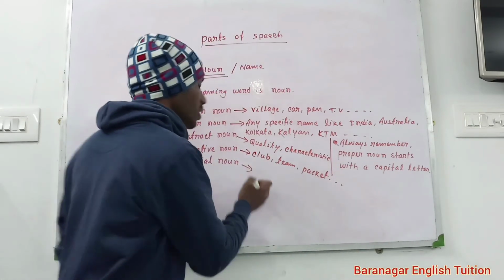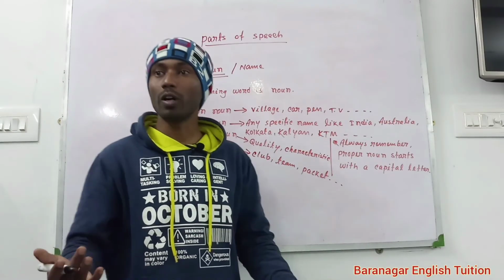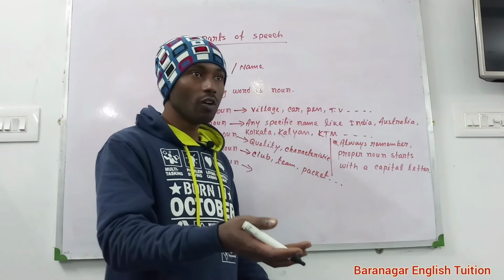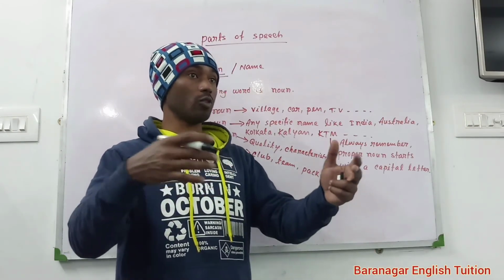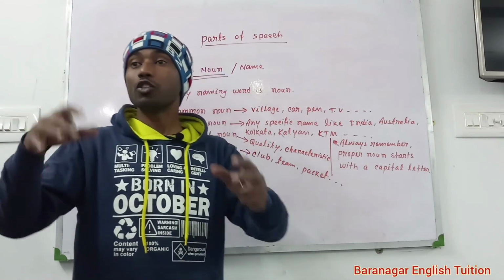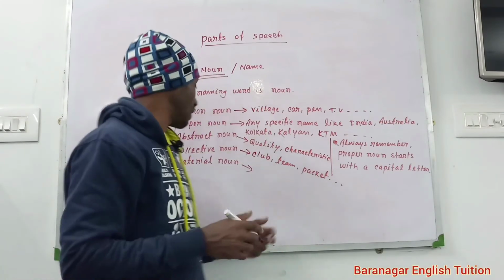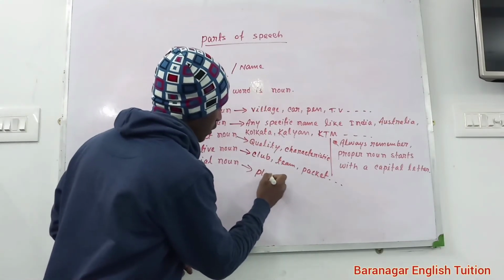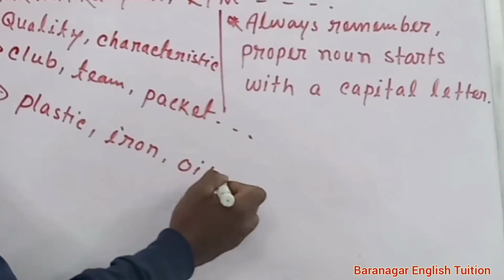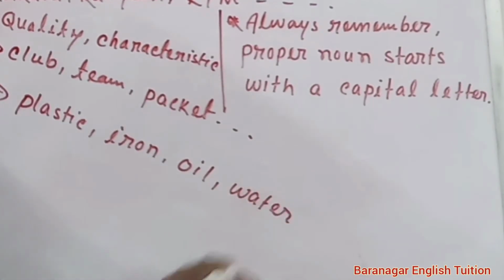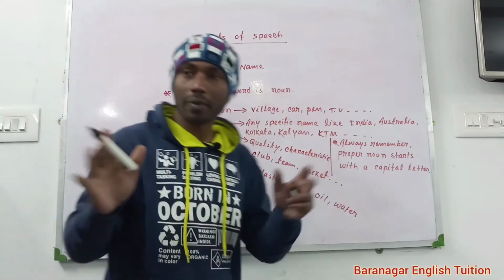Okay, and material noun is very easy to understand. Material noun means what? Material thing. Material means what? Sand, cement, stone. You have to say material. Plastic, you cannot say chair, because chair is a kind of common noun. But when you are saying chair is made of plastic, so plastic is the material noun. You are saying plastic, you are saying iron, or you are saying oil, water. So all these kind of things are material nouns. We understood 5 kinds of noun.